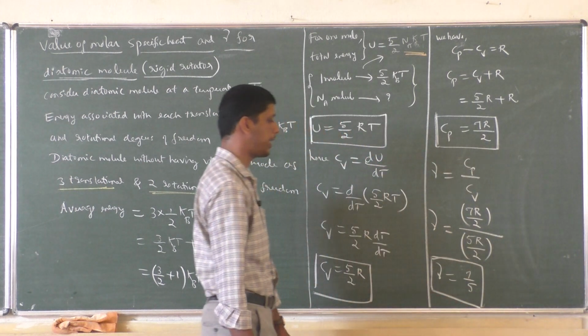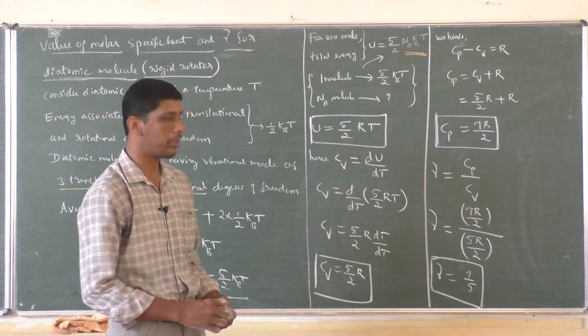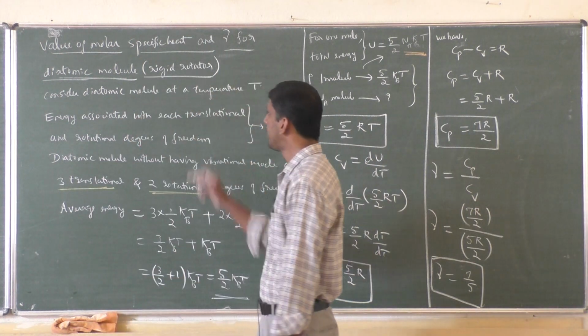So this is a way of obtaining gamma as well as Cp as well as Cv for the diatomic molecule which is a rigid rotator.